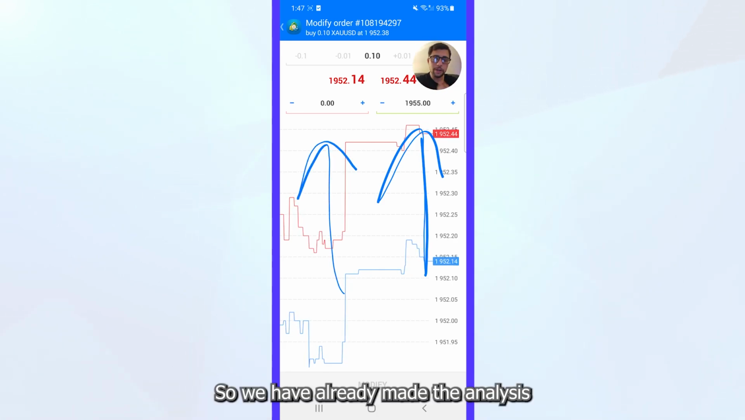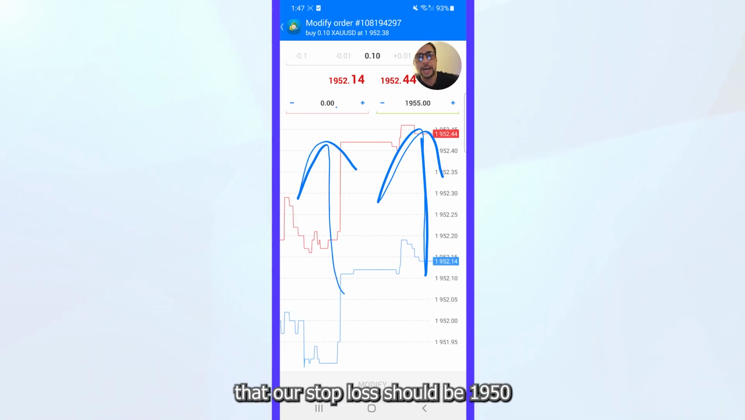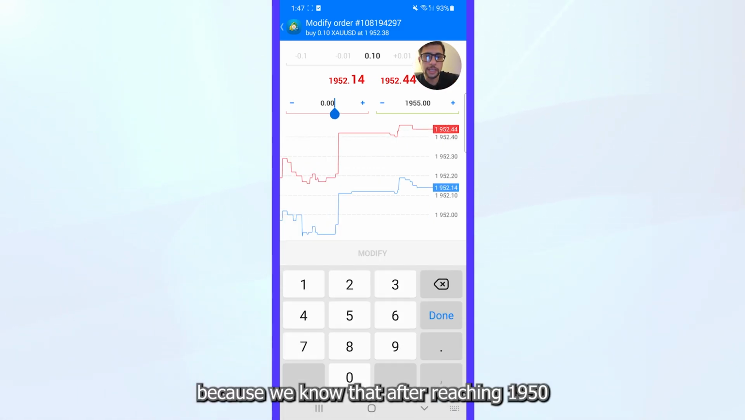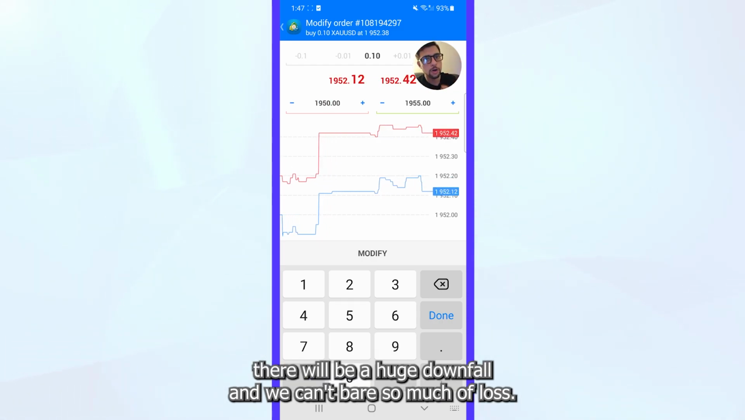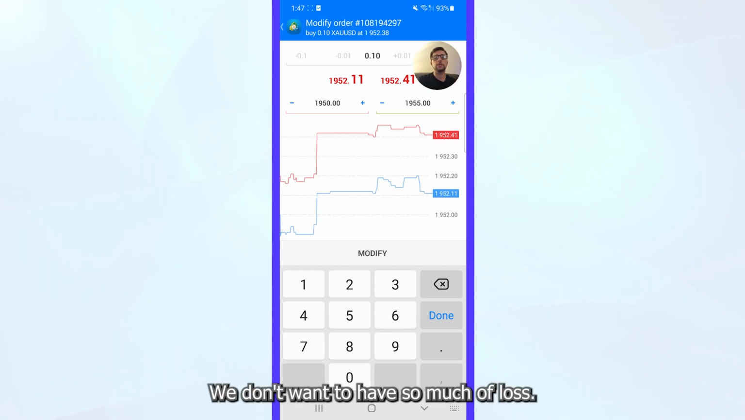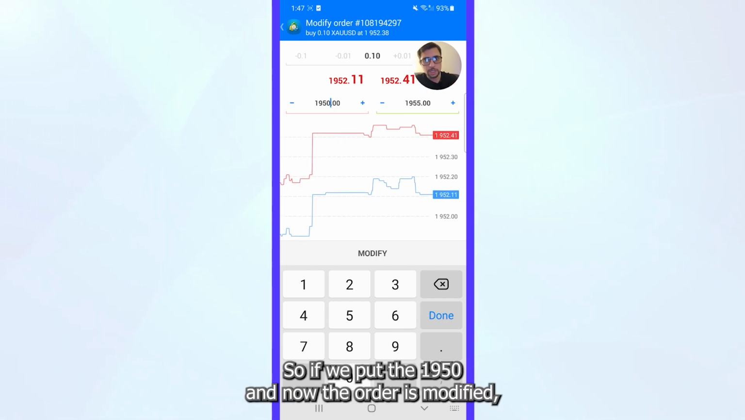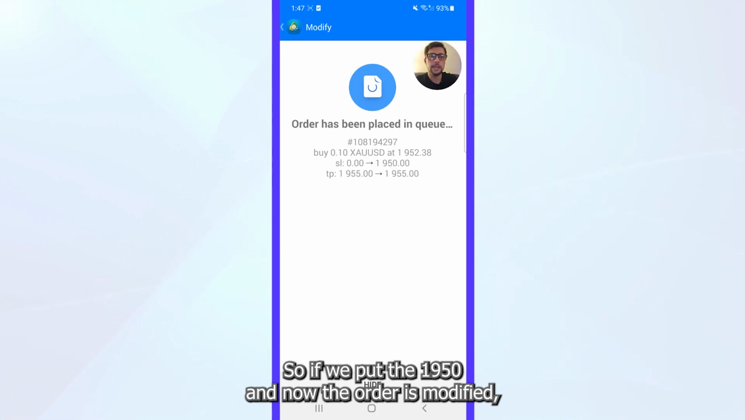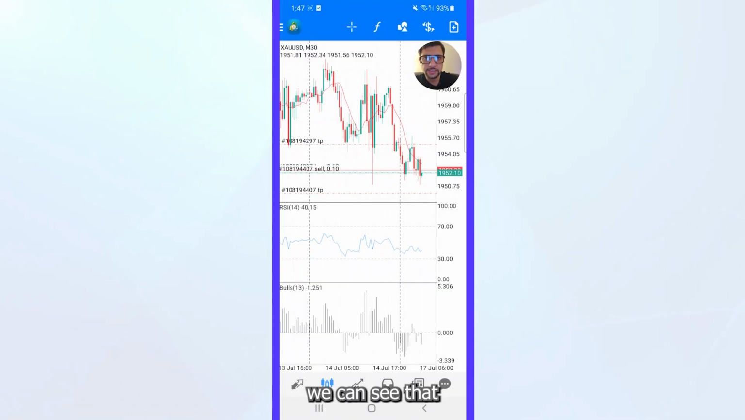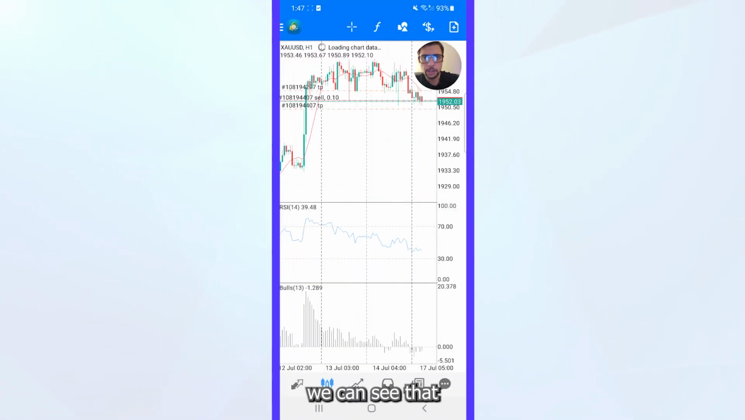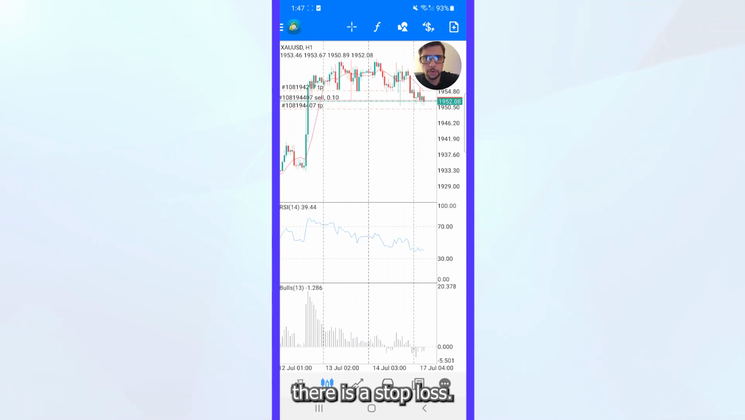So we have already made the analysis that our stop loss should be 1950, because we know that after reaching 1950 there will be a huge downfall, and we can't bear so much loss. We don't want to have so much loss. So if we put 1950, and now the order is modified, and if we see our chart, we can see that there is a stop loss.